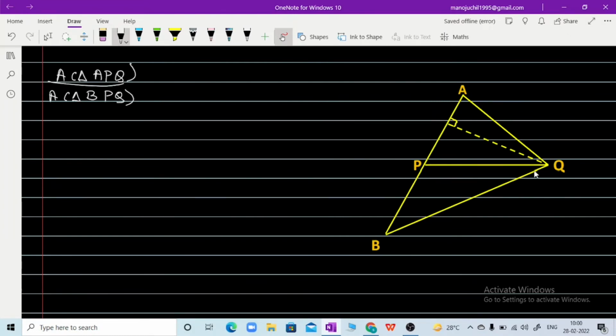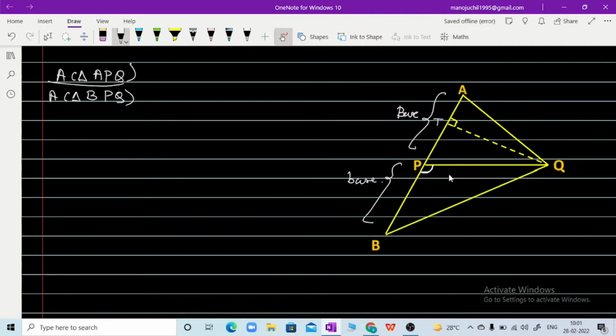And triangle BPQ. Can I consider for triangle APQ the base as AP? Because QT is the height. Since QT is the height, AP can become the base. Is it right? Whereas for triangle BPQ, here I am considering PB as the base. And it's an obtuse triangle. Since it's an obtuse triangle, the height will go outside of the triangle. And again, the height is going to be QT.